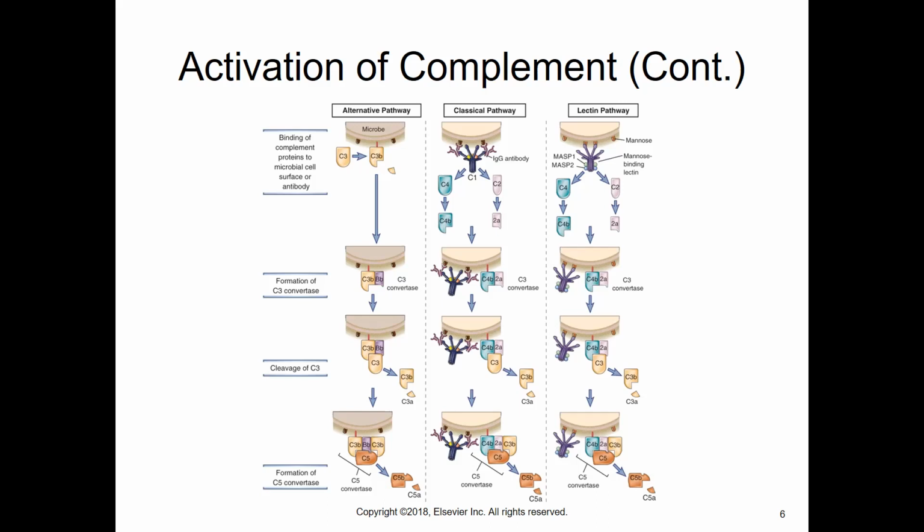The alternative pathway is initiated by contact with a foreign surface, such as a polysaccharide coating of a microorganism. So the antigen itself doesn't have to bind to an antibody. The antigen itself is what initiates the alternative pathway. And you need to know that.